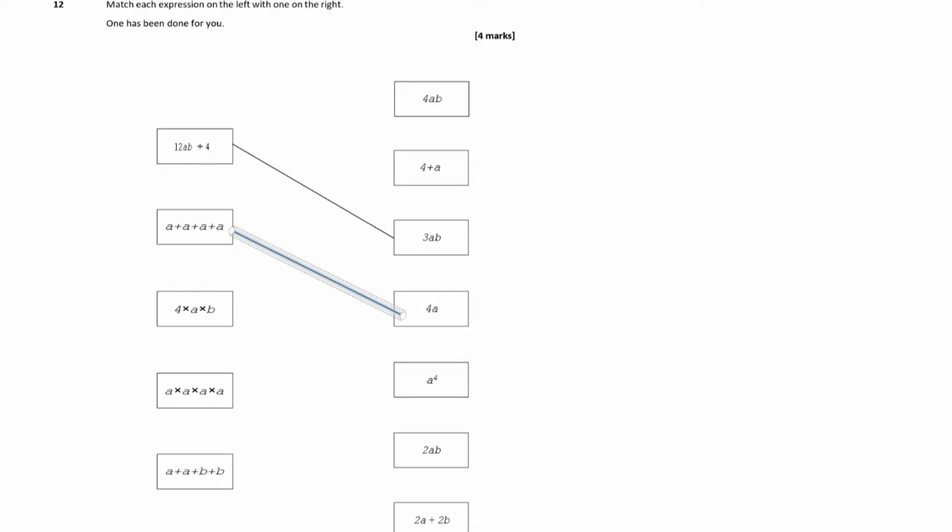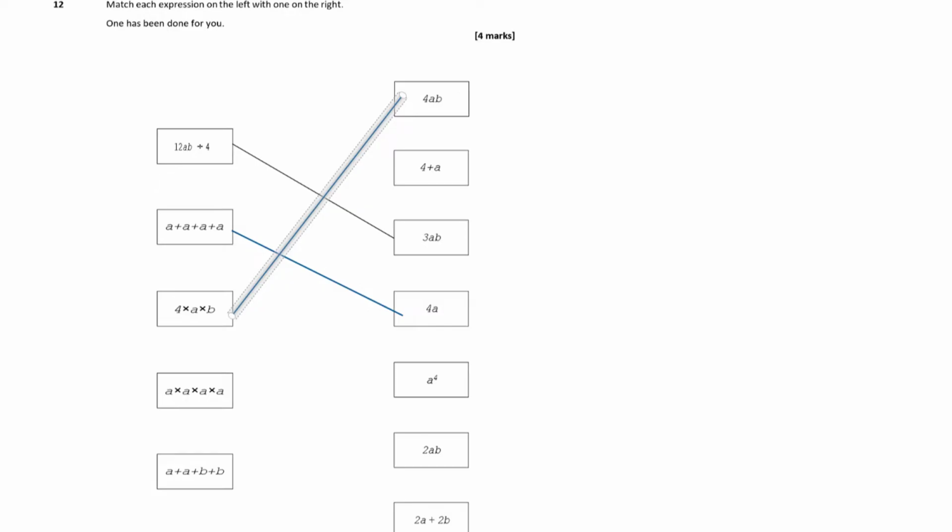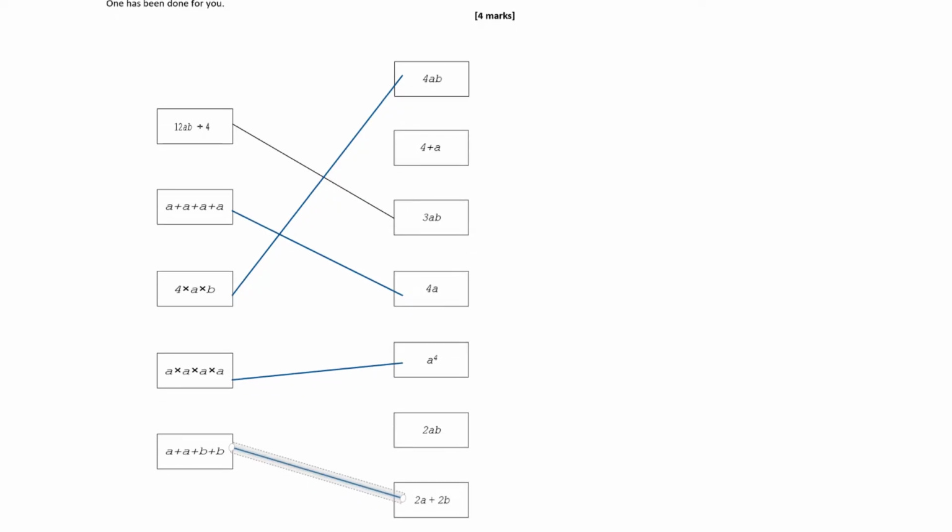4 times A times B. Well, there's nothing really to do other than to say that's 4AB, isn't it? It's a more succinct way of writing this in algebraic form, so it should be going there. A times A times A times A. When you multiply something by itself, you raise it to a power, don't you? So A times A times A times A is A to the power of 4. And finally, A plus B plus B, collecting like terms together, my A plus A is going to be 2A, and my B plus B is 2B, so I'm going to end up with 2A plus 2B.